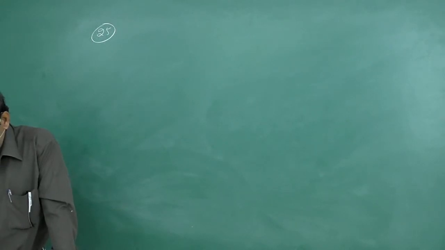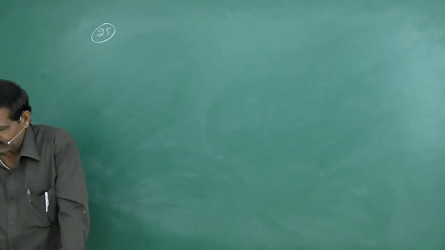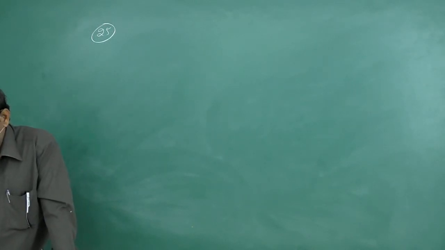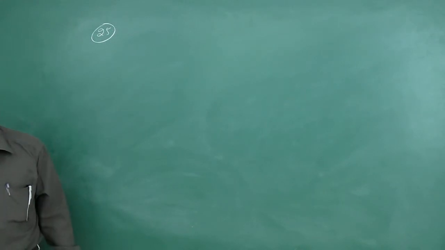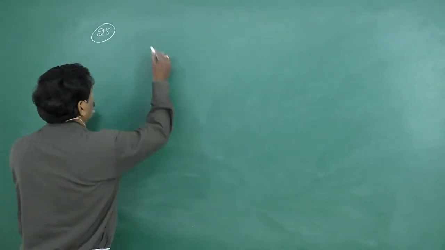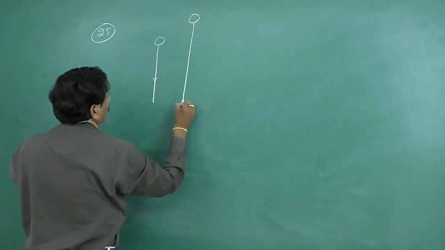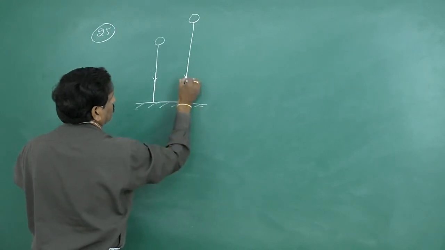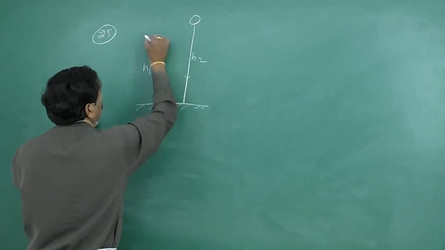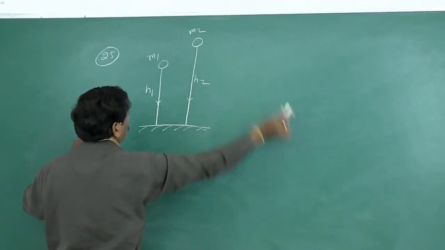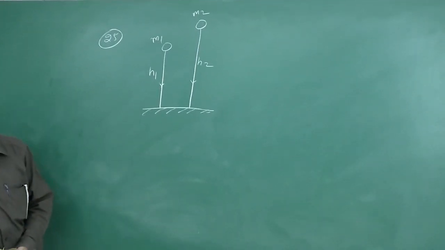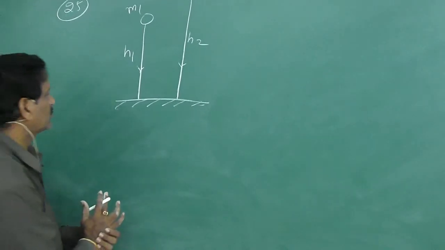Two stones of masses in the ratio 3:4 fall from heights in the ratio 4:9. Find the ratio of their momenta on reaching the ground. So these are two objects falling from different heights, h1 and h2. Masses are also different, m1 and m2. Find the ratio of their momenta on reaching the ground.